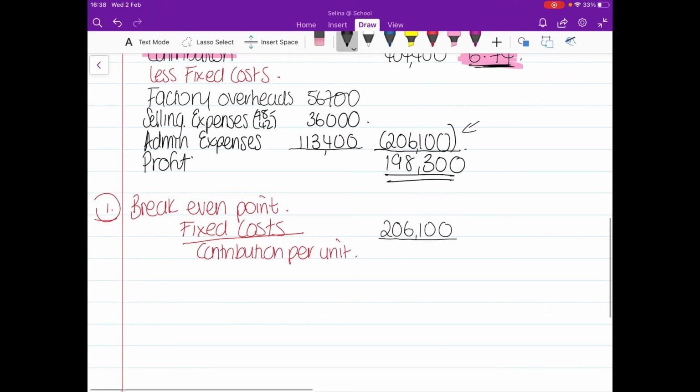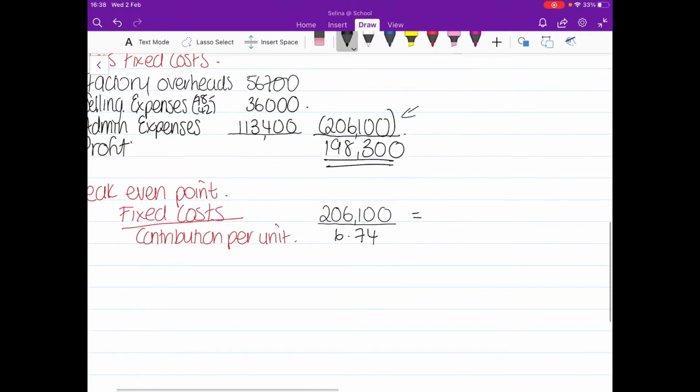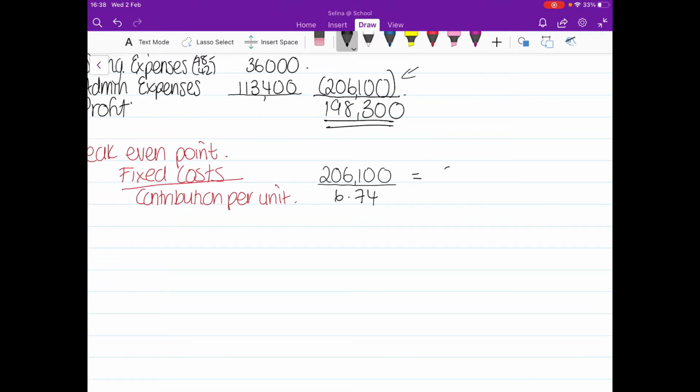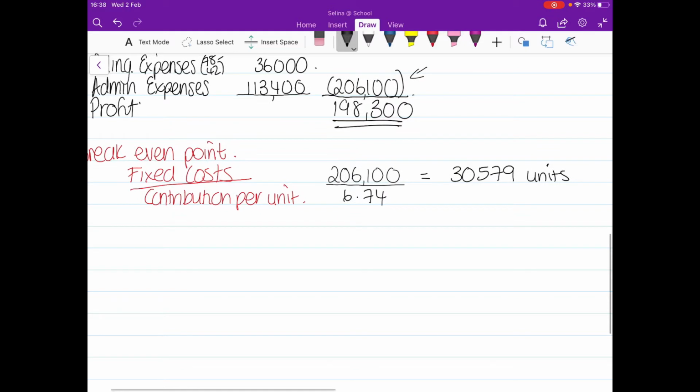So divide that by 6.74, and that will give you an answer of, we need to make 30,579 units to break even. So to cover all of our costs, we're not making a profit or a loss, we need to produce 30,579 units. If you put that into your calculator and you get a decimal, you need to always round up to a full unit, even if it's 0.2 or 0.4, because they have to sell that last unit to actually cover their cost, and they can't sell 0.2 or 0.4 of a unit.